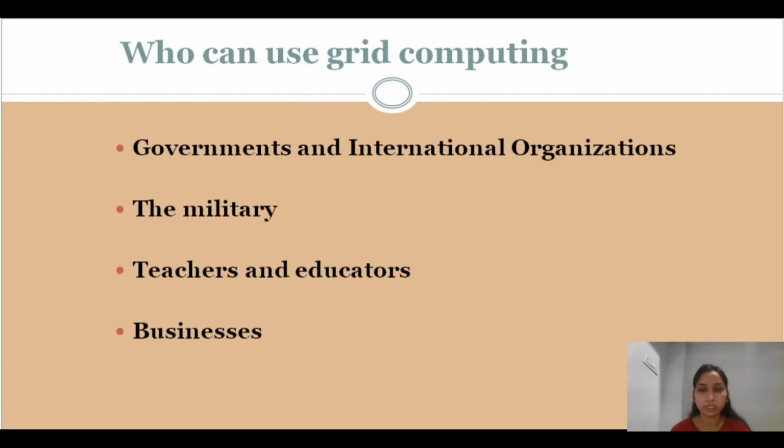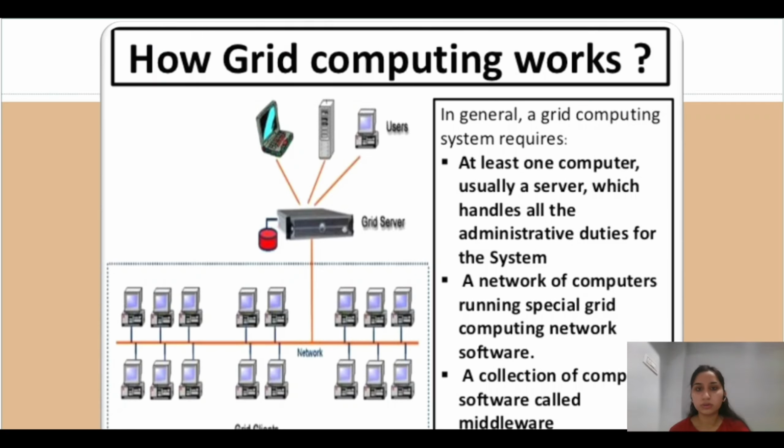Now let's see the working of grid computing. So, a grid computing actually, you can see the diagrammatic representation of the working of grid computing, in which we need at least one computer, which usually acts as a server and which handle all the administrative duties for the system, and a network of computer which running on a special grid of computer network software, and a collection of computer software which is called as middleware.